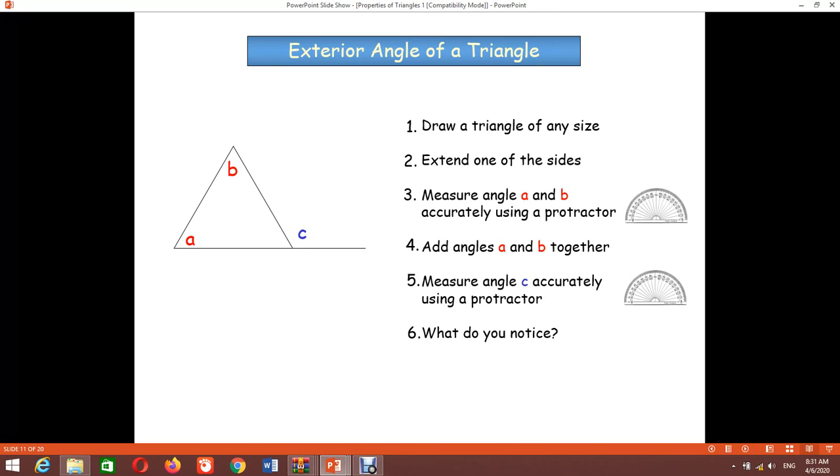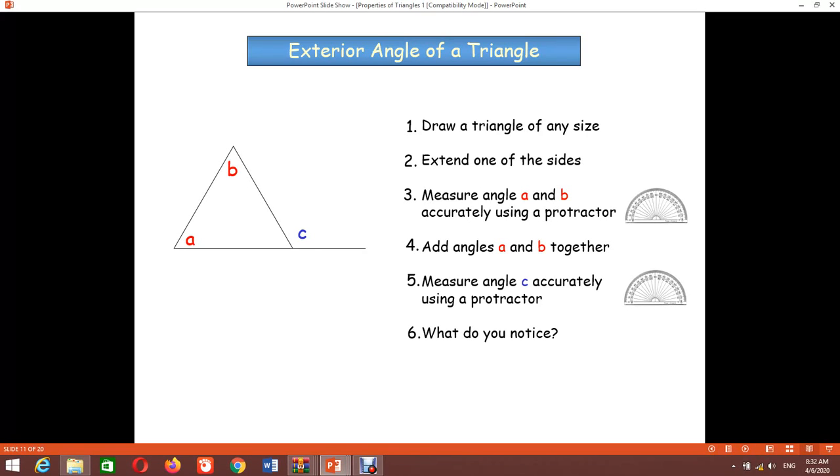Take your protractor also. Draw a triangle of any size. The first step, draw a triangle of any size. So take your ruler and your pencil and draw a triangle of any size as you have on the screen. 2. Extend one of the sides. So when you extend one of the sides, that will give you the letter C.